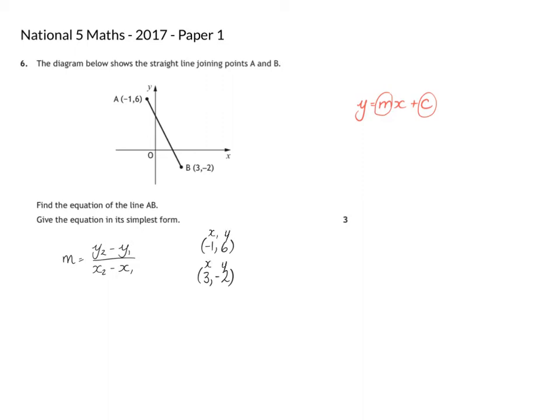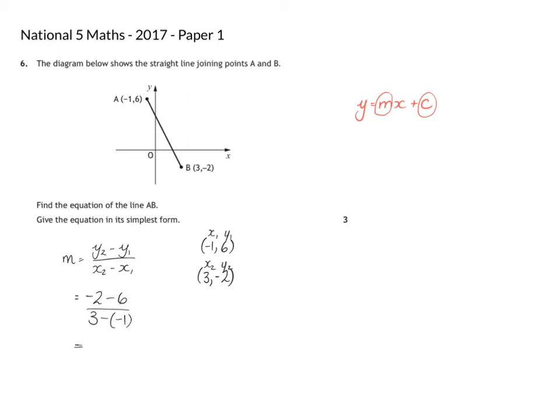It doesn't matter which ones are 1 and which ones are 2, as long as they're from the same coordinates. So now I can substitute in. We have y2, which is -2, take away y1, which is 6, and then on the bottom we've got x2, which is 3, and we're taking away x1, which is -1.